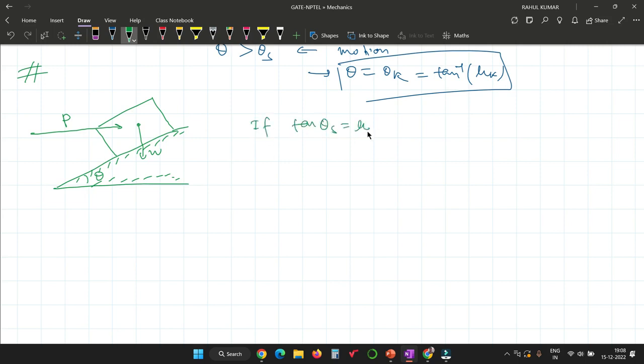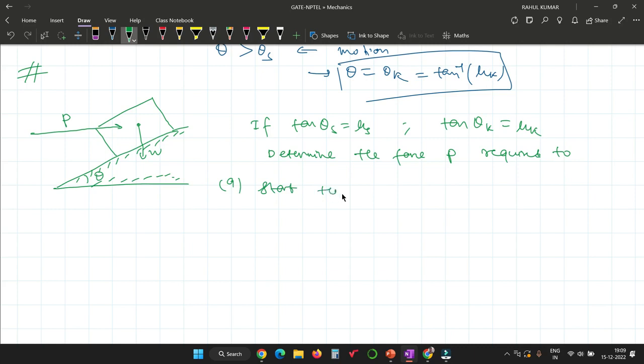So if tan theta s equals mu s, this is a very important case. In the GATE exam, they have asked many questions regarding this situation. So suppose tan theta k equals mu k, and determine the force P required to, first condition, start the block up the incline.